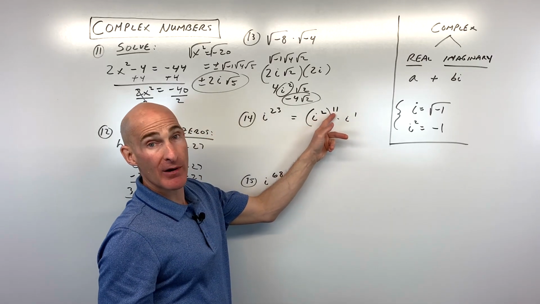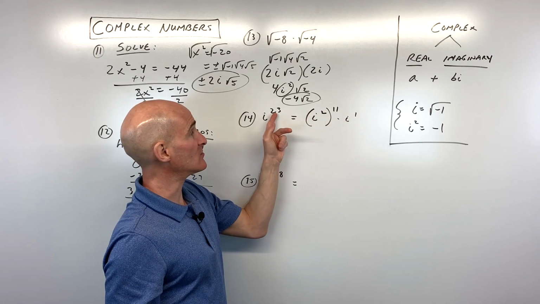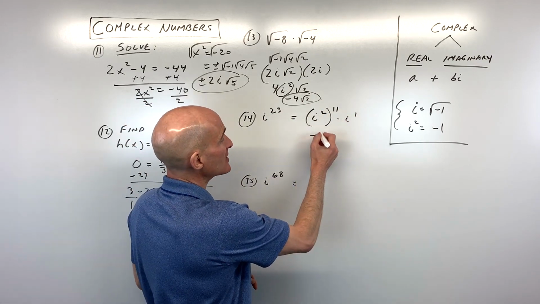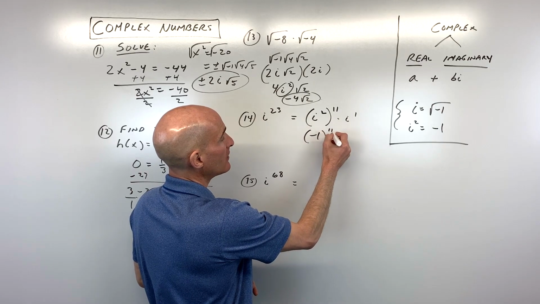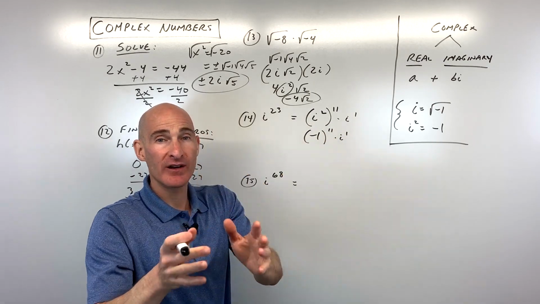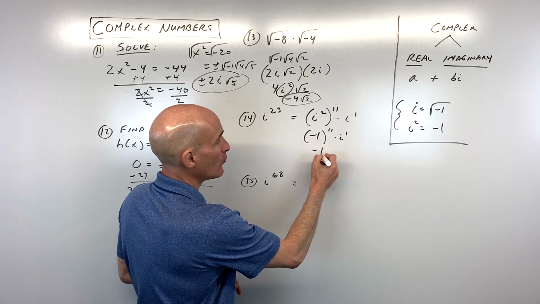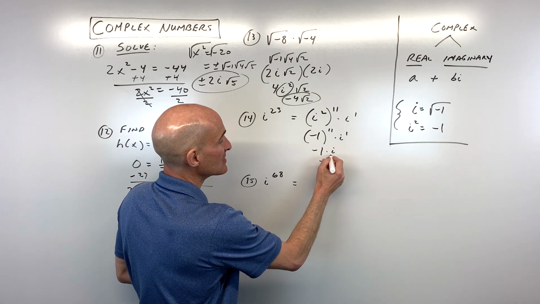See, because power to power you multiply, that's 22, and then when you multiply you add, so 22 plus 1 gives you 23. And the reason I do that is because we know i squared is negative 1, and a negative 1 to an odd power, that's like negative 1, negative 1, negative 1, 11 times, so negative 1 to the 11th power is negative 1, times i just gives us negative i.